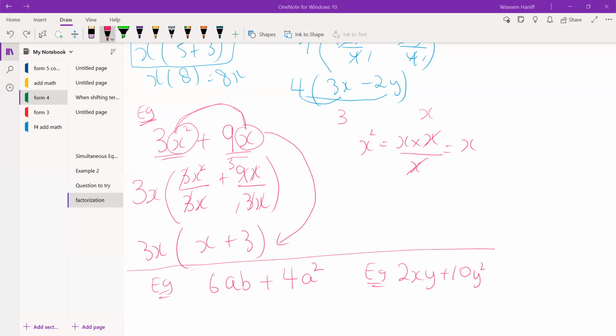Right, who's going to help with the first example? Carrie, that's my first example.